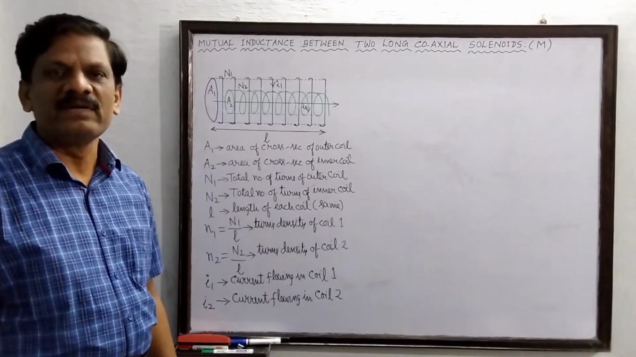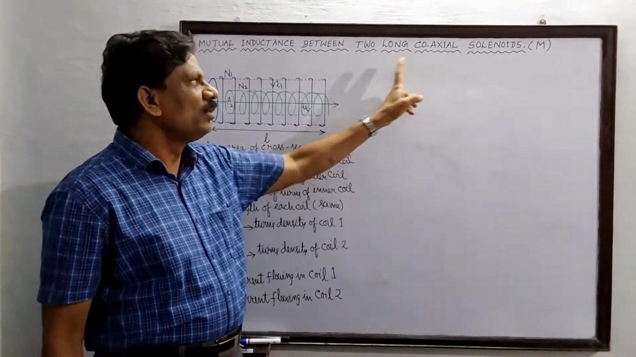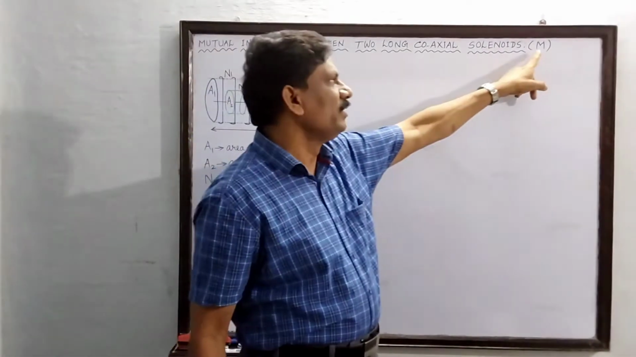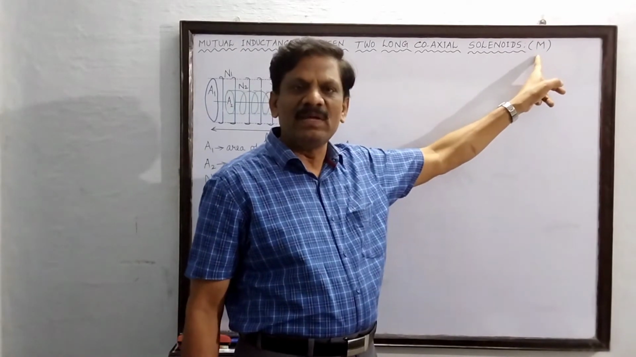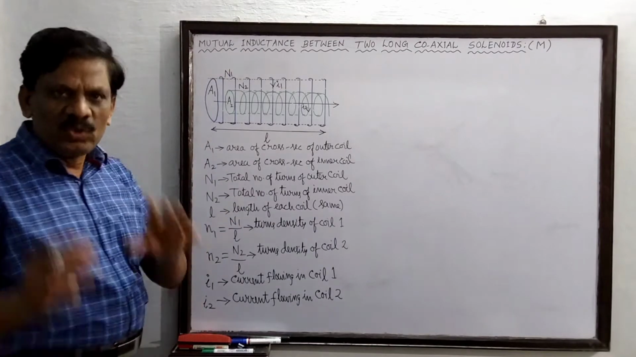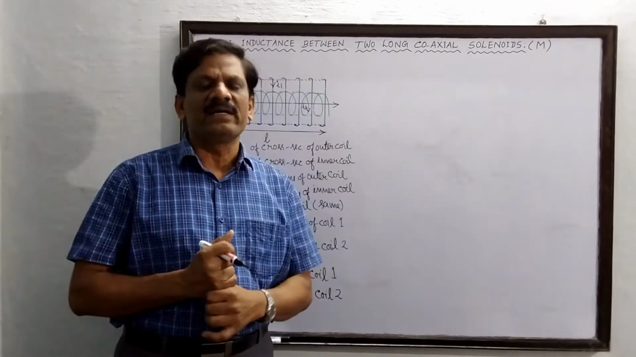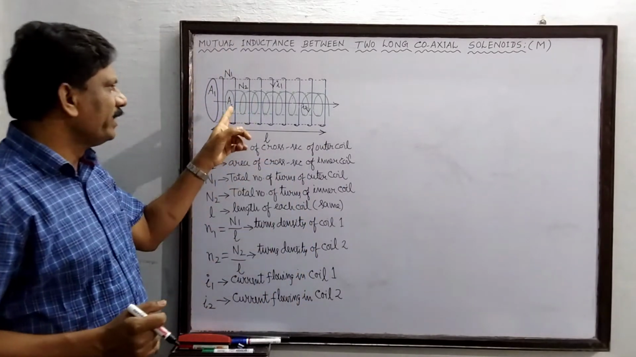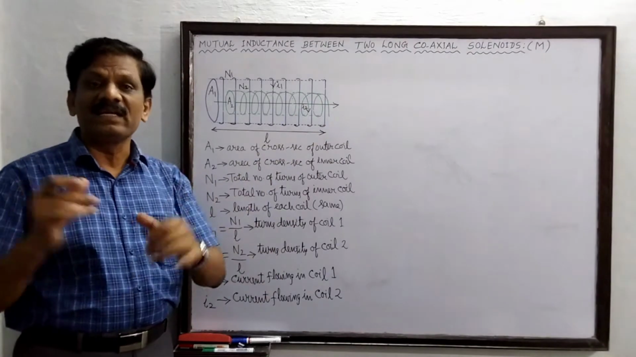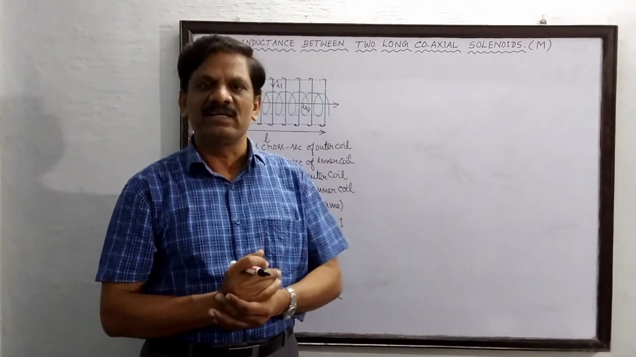Now we are going to derive an expression for the mutual inductance between two long coaxial solenoids. The mutual inductance between the two coils is denoted by the symbol M. So we are considering two coils, one smaller coil and one larger coil. The smaller coil is of a smaller diameter, the larger coil is of a greater diameter, so that one coil is placed along the axis of the other coil.